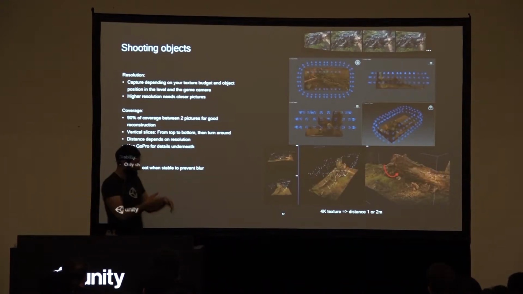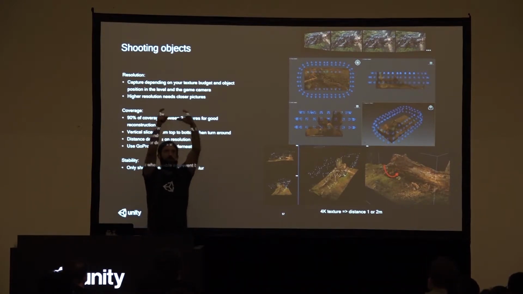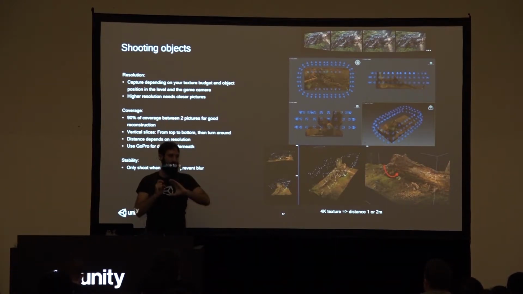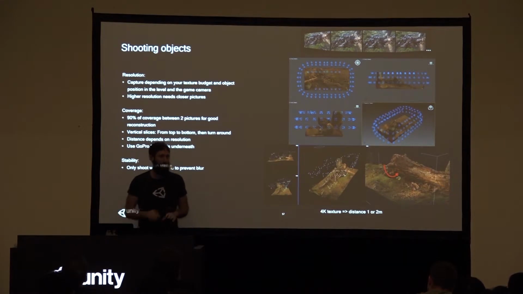Shooting objects, we saw it very well on the video. If you have a small object, you just go from the top, you do a layer like this, and you step, you do a layer like this. They say 50% overlap is the minimum, but usually you try to get 90% to be sure that it works.